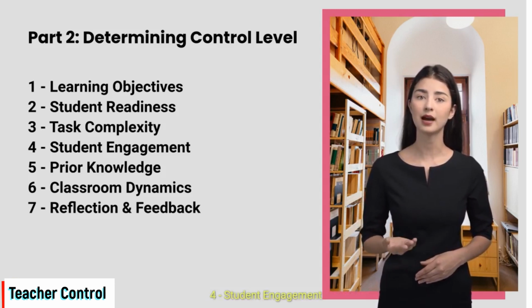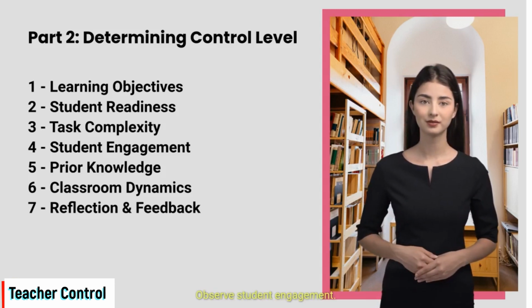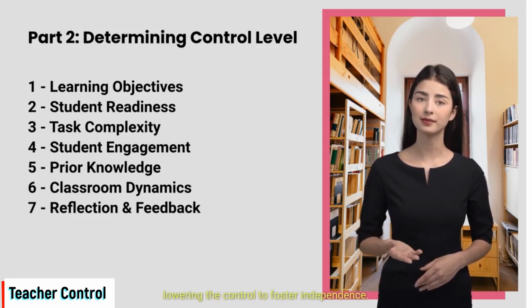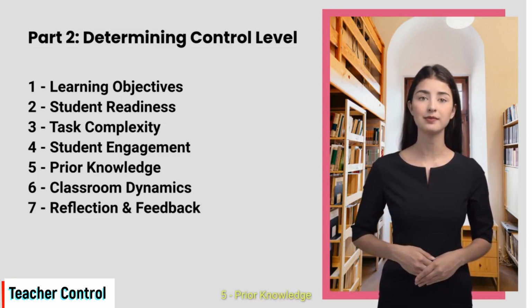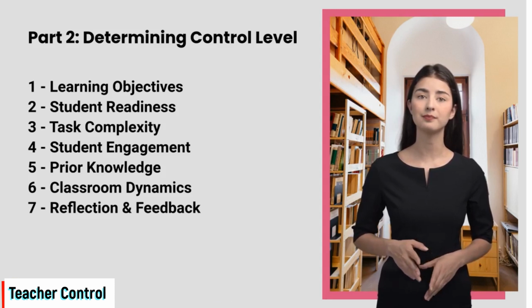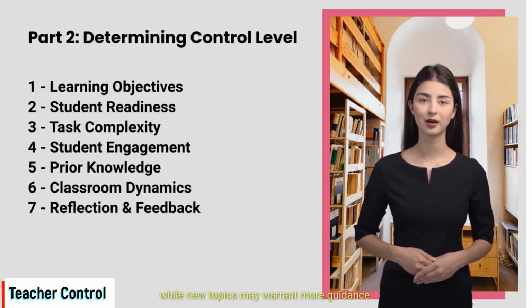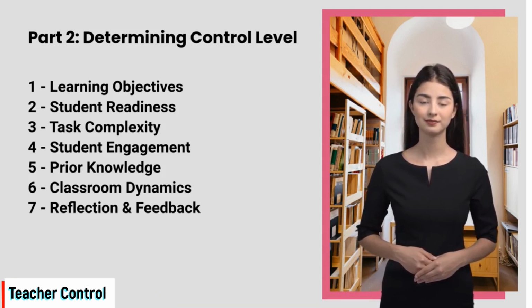4. Student engagement. Observe student engagement. If they're active and making progress, consider lowering the control to foster independence. 5. Prior knowledge. Factor in prior knowledge. A strong foundation might allow for less control, while new topics may warrant more guidance.